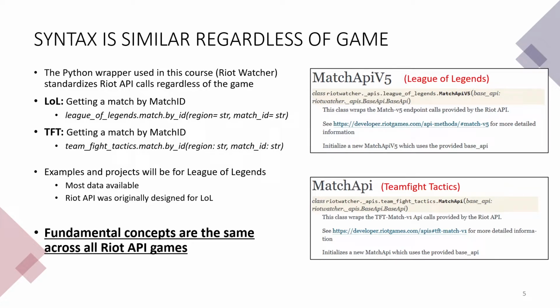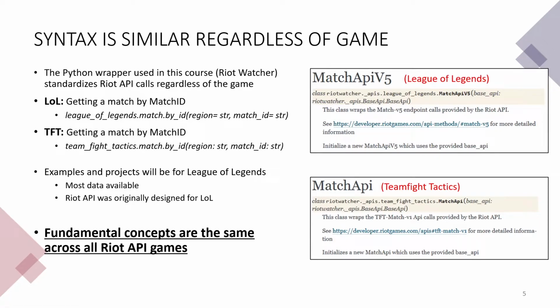An important thing to note here is that the syntax is similar regardless of the game. The Python wrapper we're using in this course, called Riot Watcher, standardizes how you make these API calls regardless of what game you're using. Over here on the right, we're making a request for match data using the match ID. The details of this are explained later on in the course, but for now, just note that this League of Legends version on the top and the Teamfight Tactics version here on the bottom are literally identical. The only thing that changes is this prefix, League of Legends versus Teamfight Tactics.